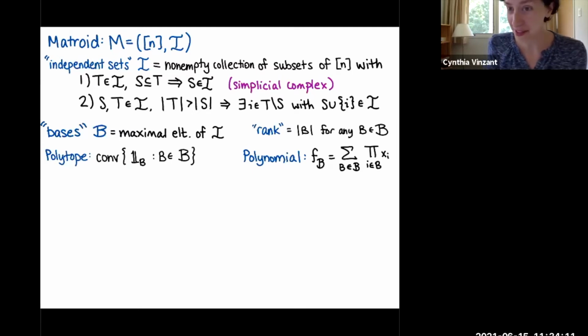One can associate all sorts of objects to matroids, but in particular, a matroid polytope will be a 0,1 polytope that I get by taking the convex hull of the indicator vectors of the bases. And for me, one object I definitely want to associate is a polynomial, which is just going to be the generating polynomial of the matroid. So this is going to be a polynomial in n variables. That's just the sum over the monomials corresponding to each basis.